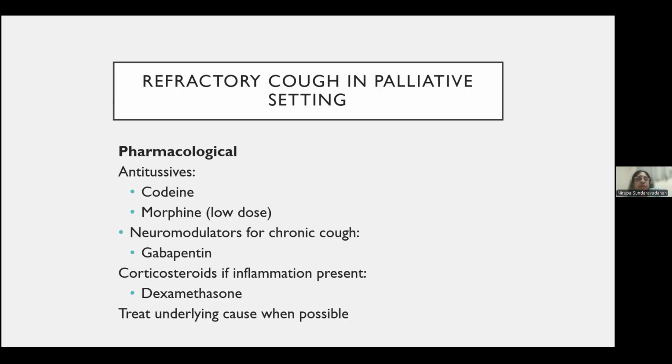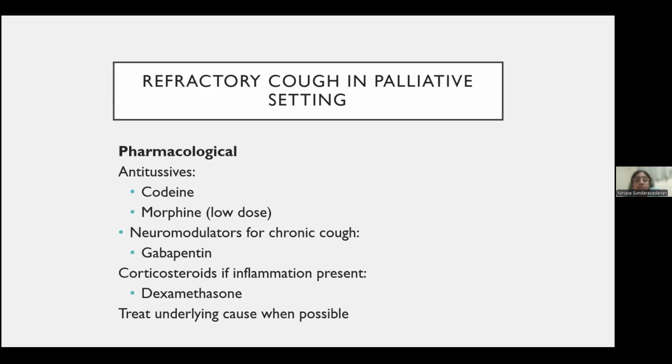Pharmacological measures, there are a few. We can try codeine. It's an antitussive. Morphine in a low dose also may help with cough. When there's a chronic cough, we can try neuromodulators like gabapentin or pregabalin. If there's an associated inflammation, perhaps steroids may help.